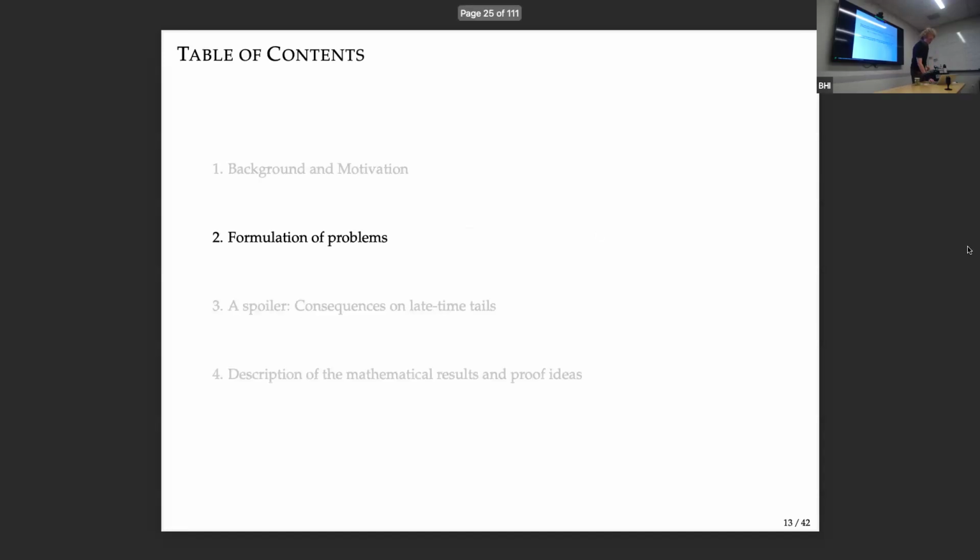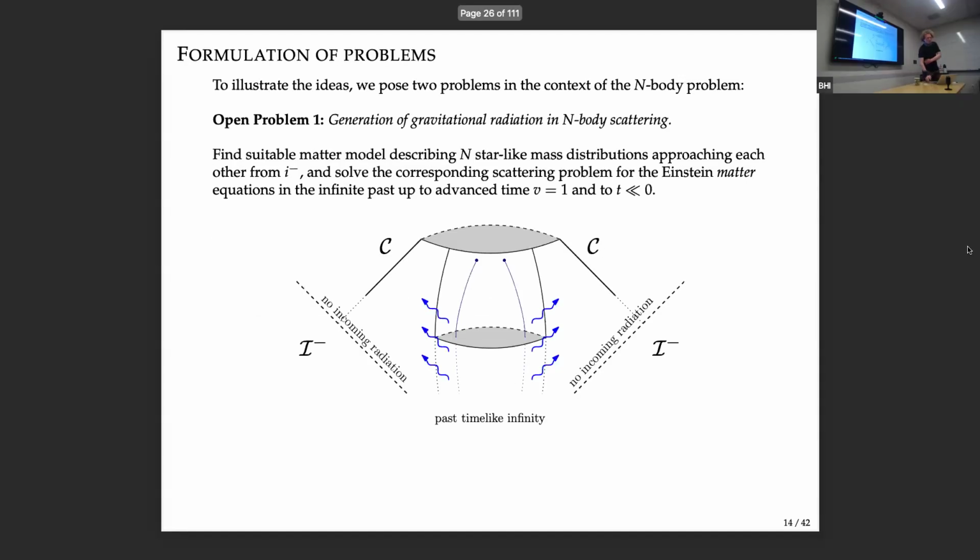So in order to illustrate precisely what I mean here, I decided to just formulate two problems, which in principle I could formulate as one problem, but I think it's slightly cleaner to formulate them as two. I formulate this problem in the context of an astrophysical n-body scattering. So I'm thinking of n infalling masses coming from the infinite past and coming towards each other. The first problem is the generation of gravitational radiation in such a scattering event.